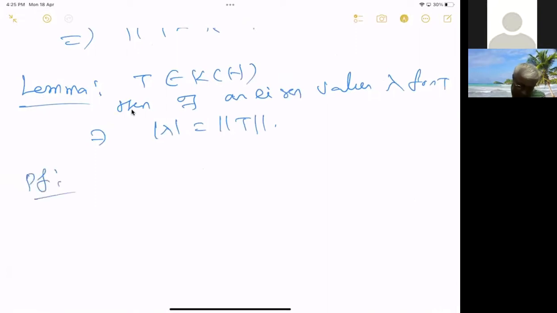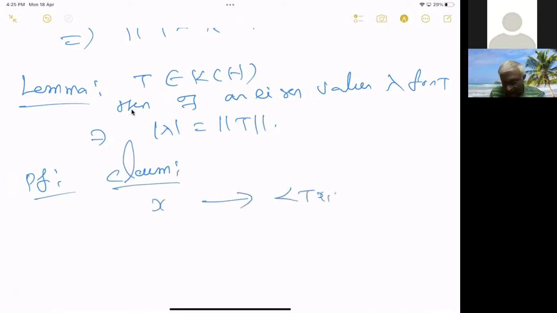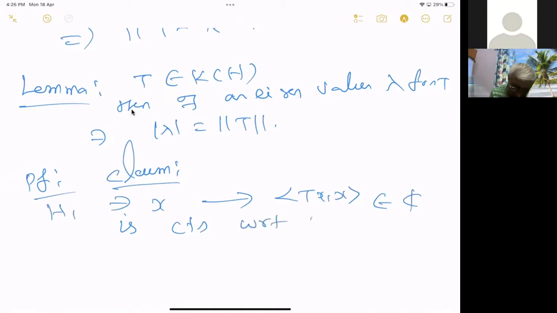Proof. So first, let me define a function. I claim: x going to Tx, x. Is this a function? Yes. This function is continuous. This is in the complex numbers, and x is in H. This is a function defined on the unit ball, taking values in complex numbers, and it is continuous with respect to the weak topology.